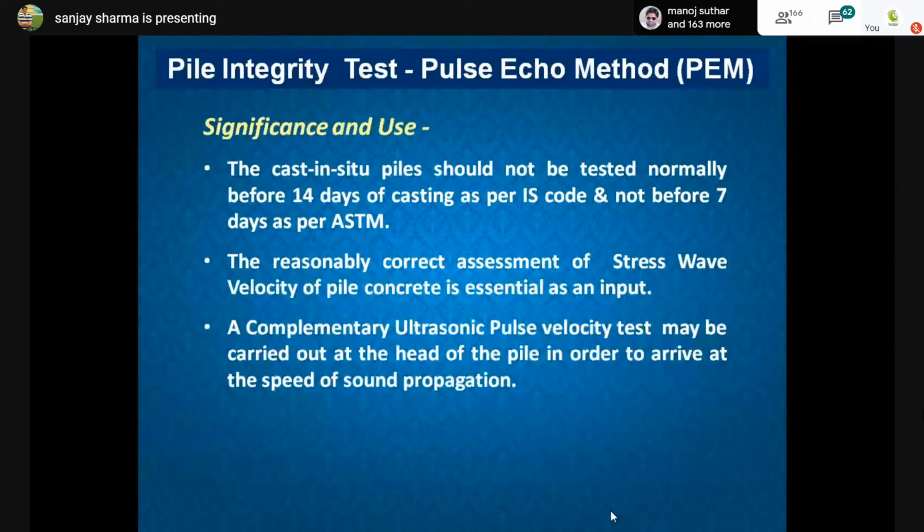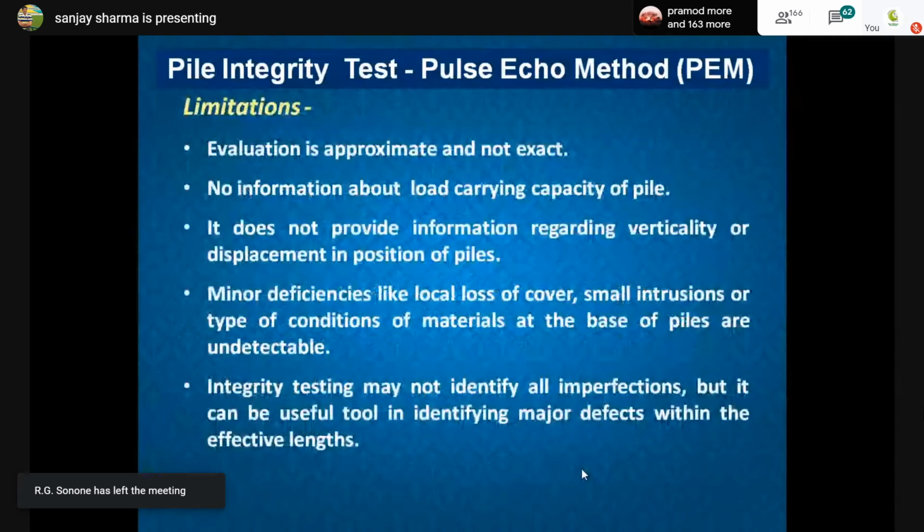Should not be tested normally before 28 days of the casting, and not before 7 days. So a reasonably correct assessment of the stress wave velocity of the pile concrete is essential as an input. So we have to see that it is correctly going into the concrete, and a complementary UPV test may be carried out at the head of the pile in order to arrive at the speed of propagation also.